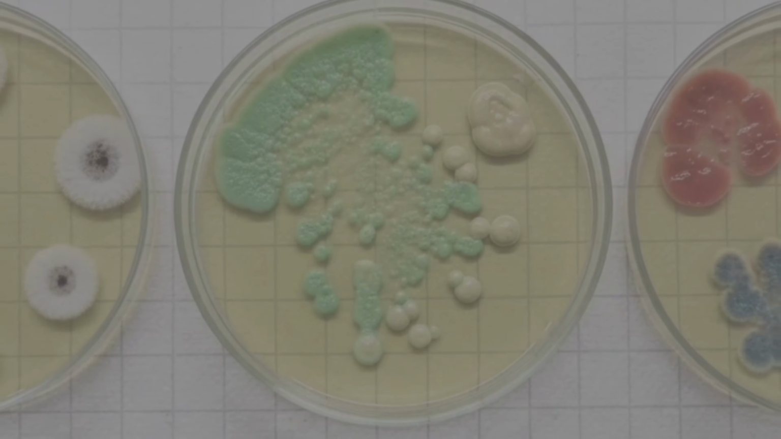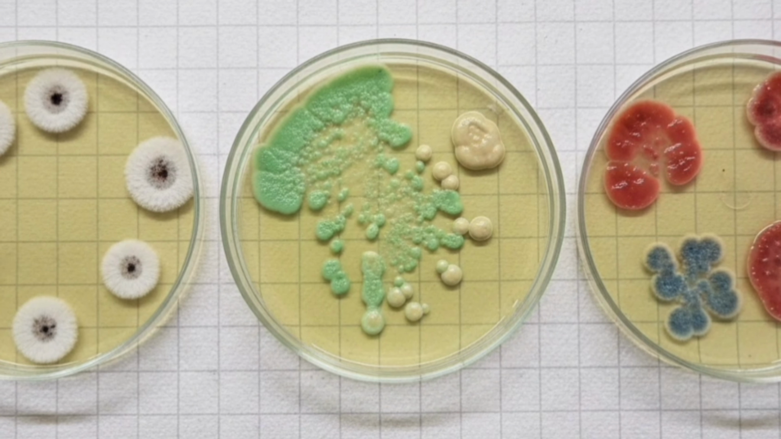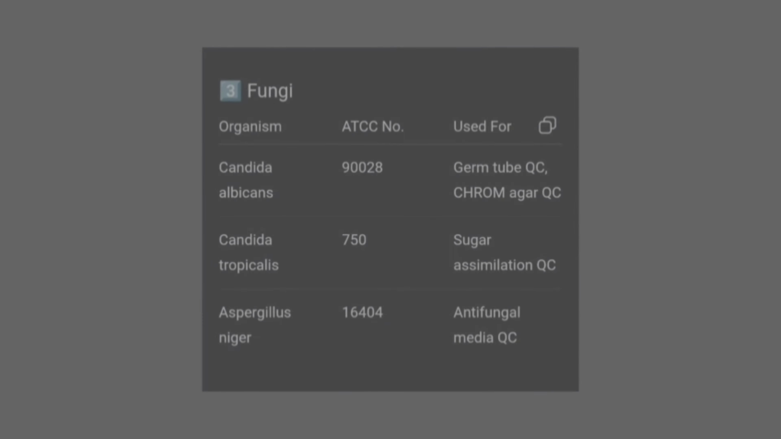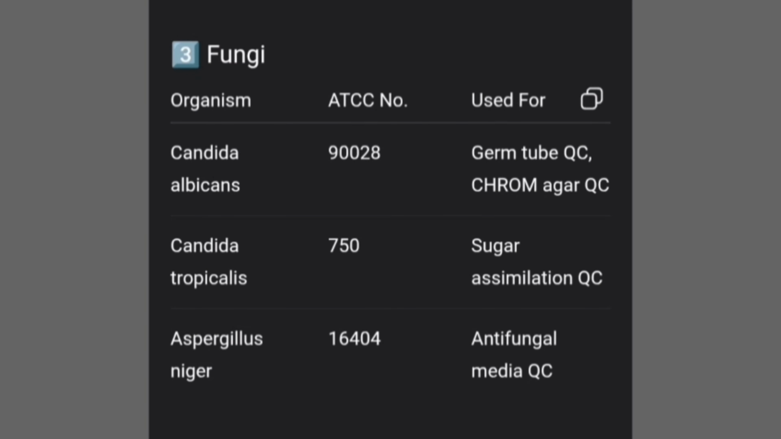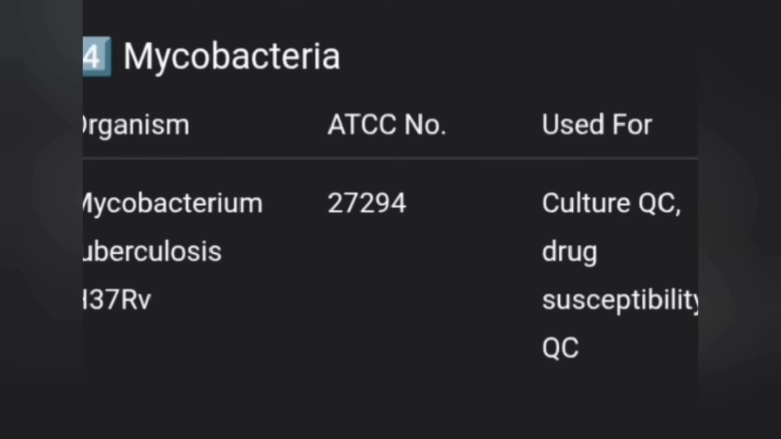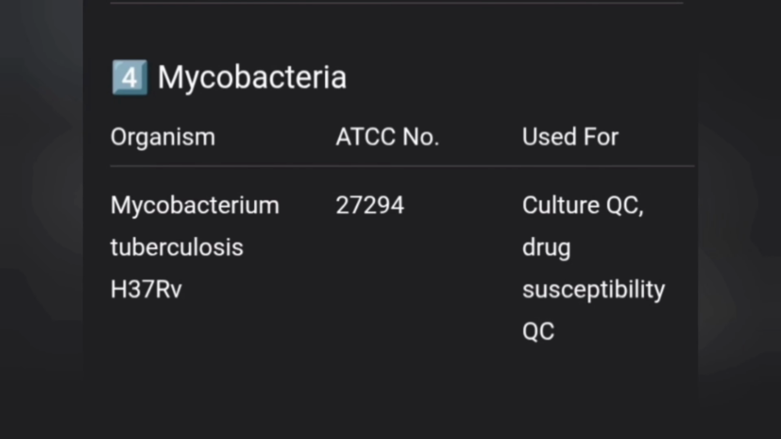The third category is fungi. The organisms include Candida albicans, Candida tropicalis, and Aspergillus niger. Candida albicans is used for germ tube QC and chromogenic agar QC. The sugar assimilation test can be performed using Candida tropicalis. And Aspergillus niger plays a vital role in antifungal media QC. The fourth category is Mycobacteria. The organism includes Mycobacterium tuberculosis, and it's used for culture QC and drug susceptibility QC.